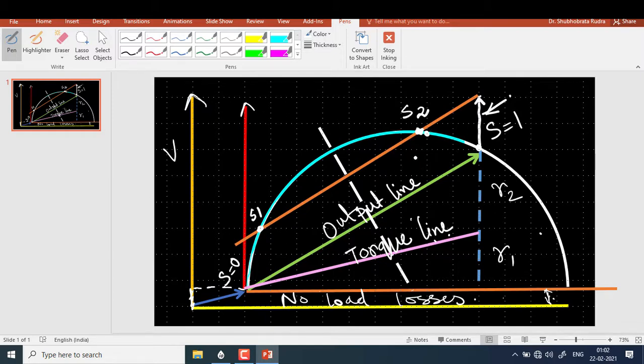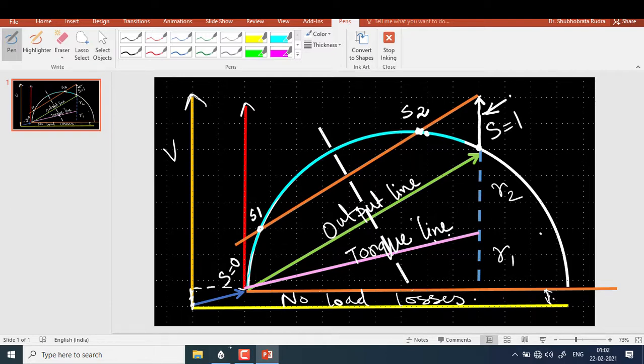Now we have to determine at which value of slip the machine will operate. The machine cannot operate at two different speeds. It must operate at a single value of speed for the corresponding value of power. So how can we figure out the answer? In order to figure it out, we need to go back to our torque slip characteristics diagram.